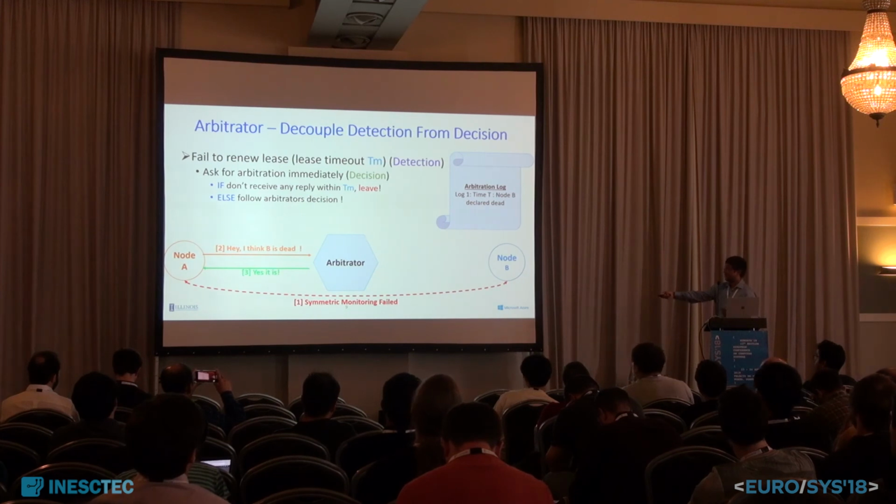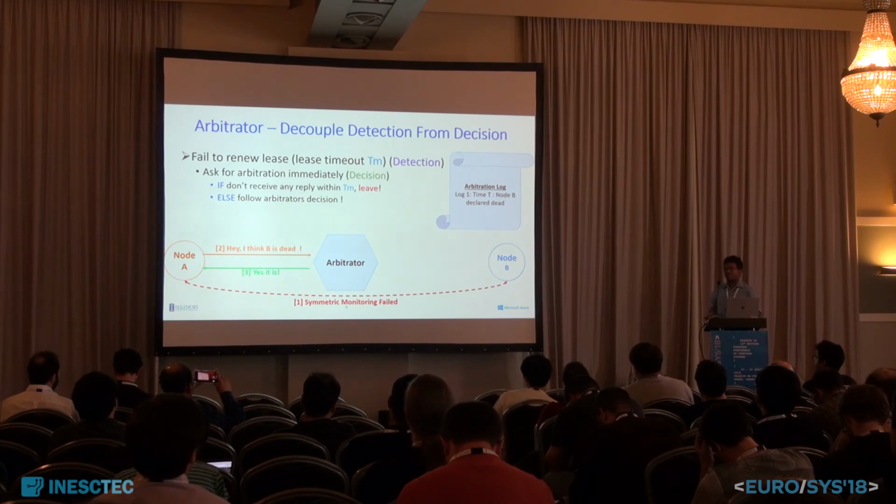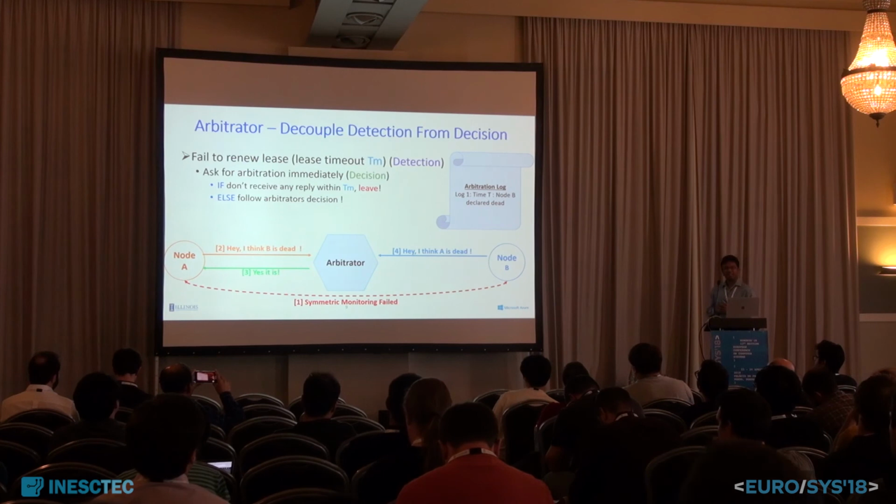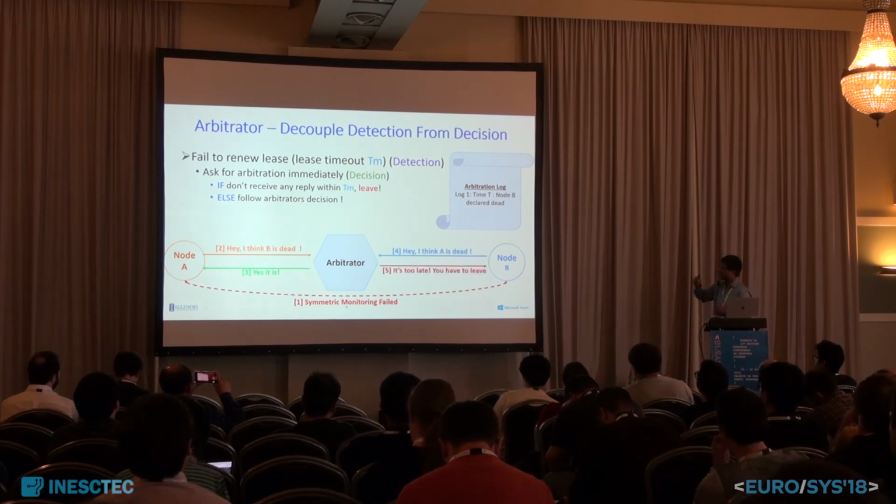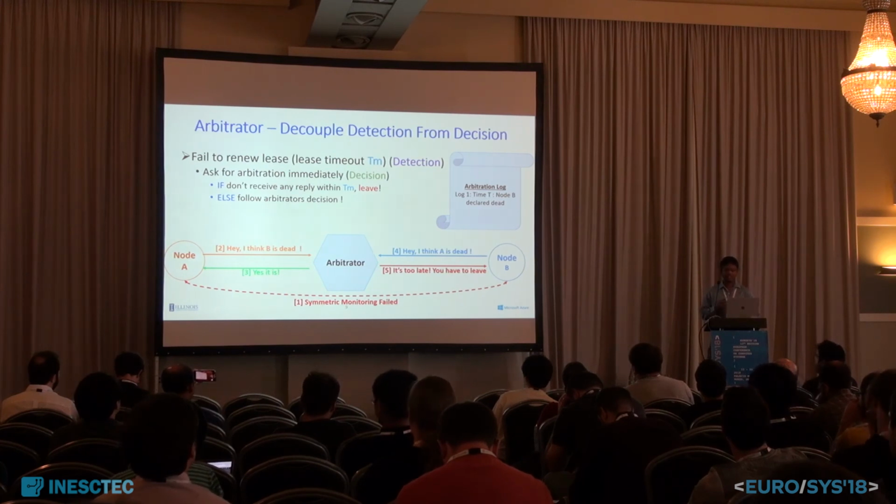Because the symmetric monitoring failed, node B will also detect the failure and it will ask for an arbitration. But the arbitrator has already made a decision about node B. Therefore, the arbitrator will immediately reject node B from the system. Thus, decoupling this detection from decision ensures consistent failure detection.